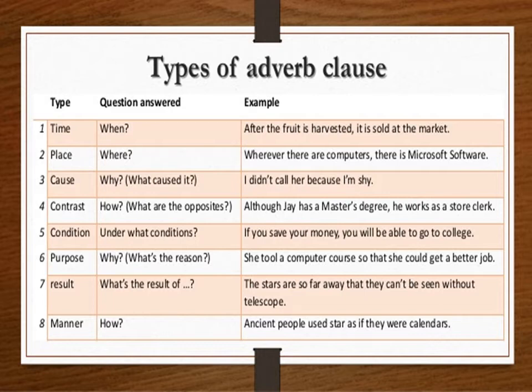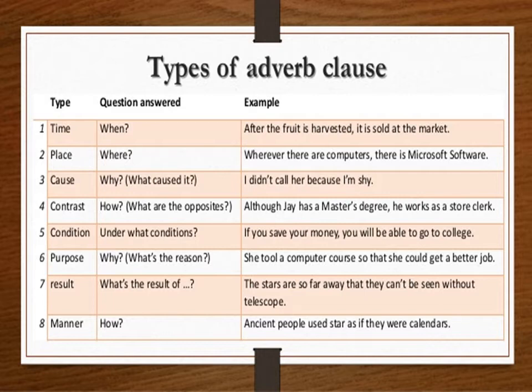If you save your money, you will be able to go to college. So if you save your money is the condition, and you will be able to go to college is the main clause. Number 6, purpose, to answer the question why, what's the reason? She took a computer course so that she could get a better job. So in here, the main clause is she took a computer course. And so that she could get a better job shows the purpose or the reason.